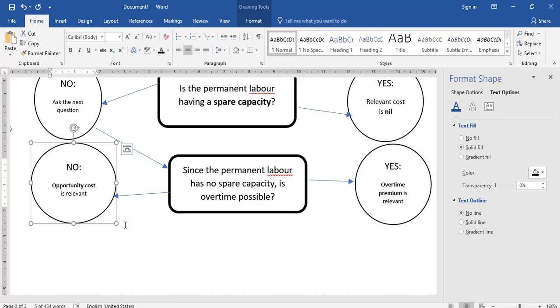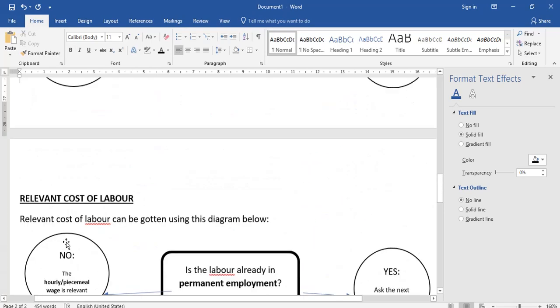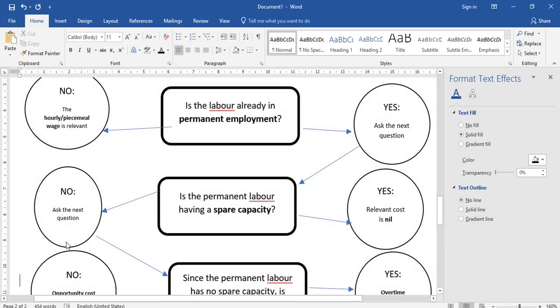So it's either you don't stop what you are doing and risk having opportunity cost, but you have to do overtime, or you don't do overtime, but you stop something that you are doing presently so that you can achieve the project on hand. So we can see that we've successfully done relevant cost of material and relevant cost of labor.